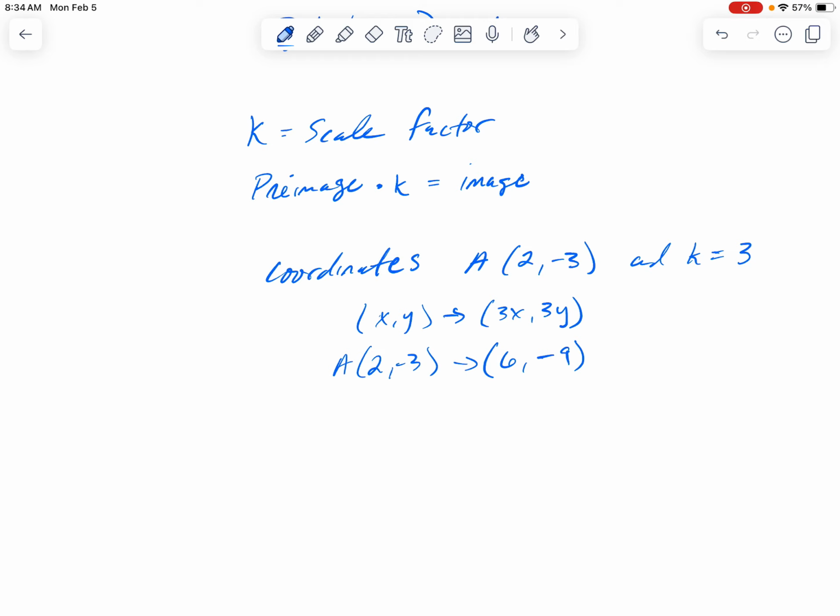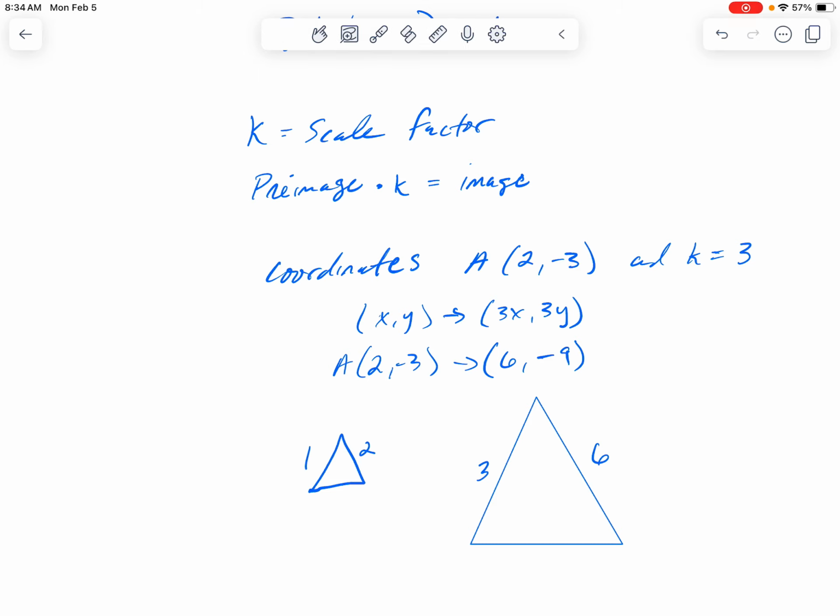This relationship also works with side lengths, right? So if I have a triangle, and I dilate that triangle by a scale factor of 3, if this length over here is 1, then its corresponding length is 3. If this length was 2, its corresponding length would be 6. Now, obviously, this isn't to scale, but I'm just imagining that these sides correspond. This is the dilated figure.